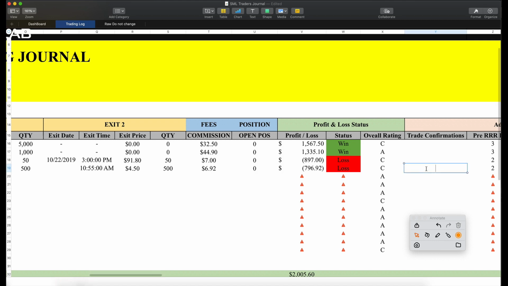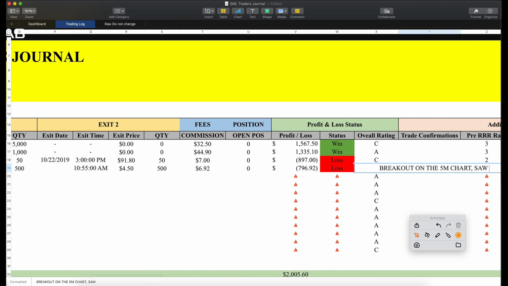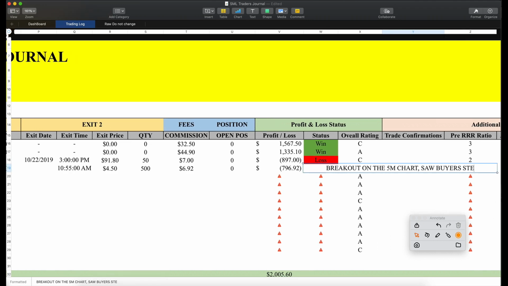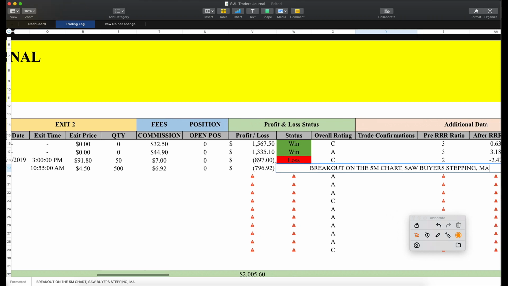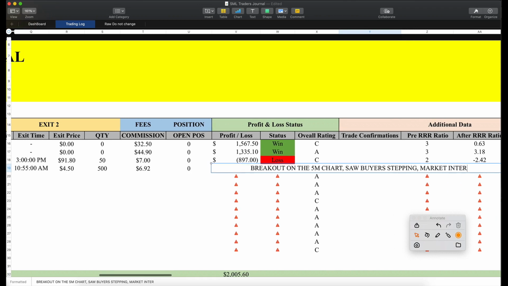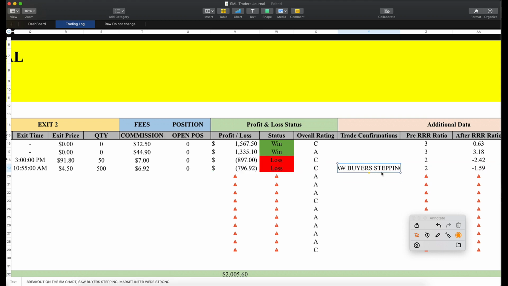Your trade confirmations, why did you enter? Let's say breakout on the 5-minute chart, saw buyers stepping in. Let's say market internals were strong, right? Let's just say that's my whole trade confirmation.